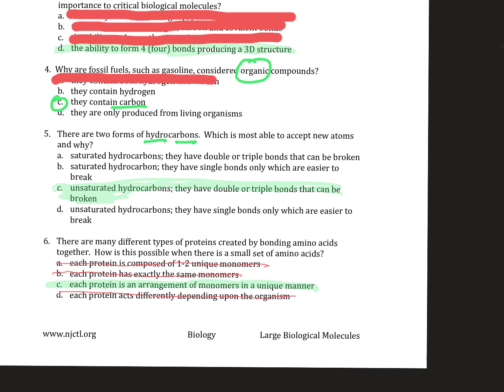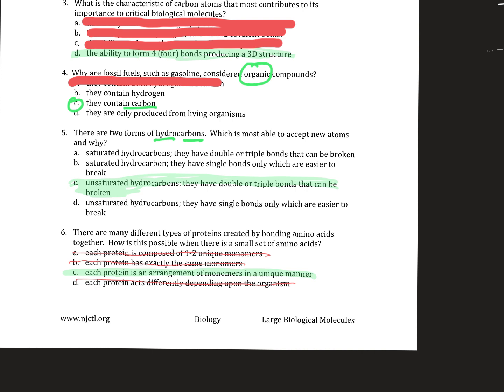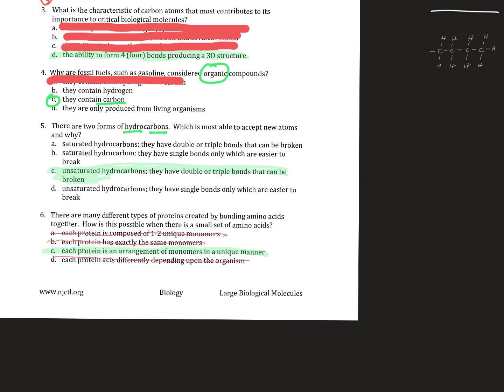There are 2 forms of hydrocarbons. Which is the most able to accept new atoms and why? This is not something you learned. This was extra credit. If you made a guess and you picked C, unsaturated hydrocarbons, they have double and triple bonds that can be broken, you were correct.